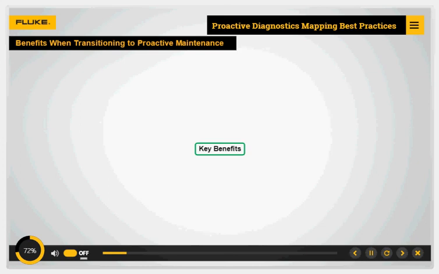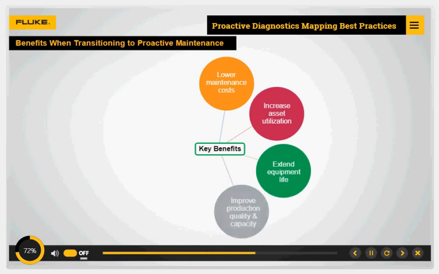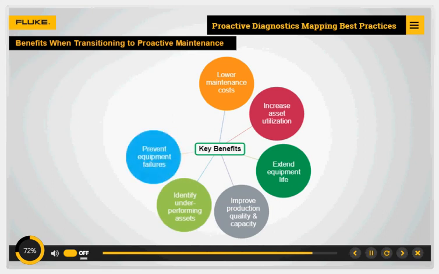The more you can demonstrate the benefits of shifting from reactive to proactive maintenance, the faster you'll win over stakeholders. Think about which of these benefits would be most valuable to your facility. Lower maintenance costs, increase in asset utilization, extension of equipment life, improvement of production quality and capacity, identification of underperforming assets, prevention of equipment failures, and reduction of unscheduled downtime.